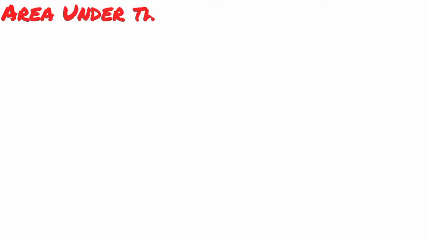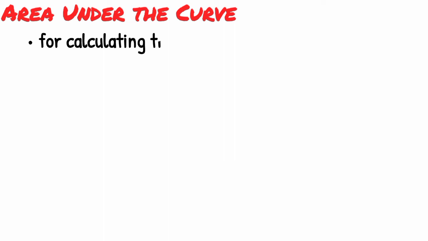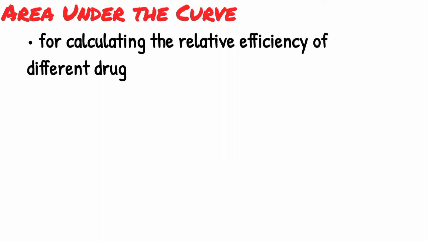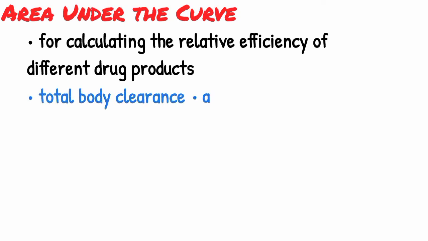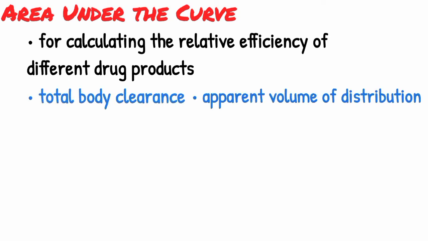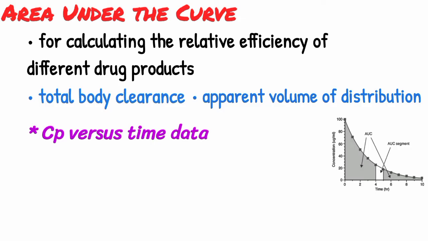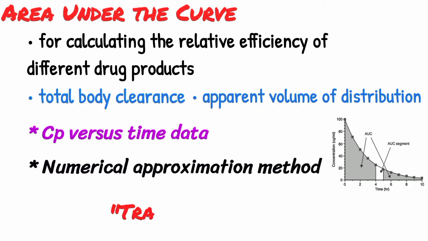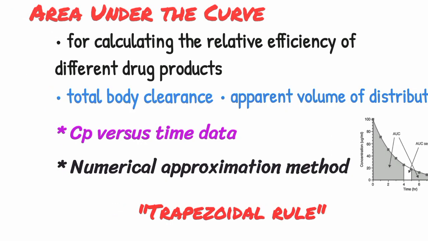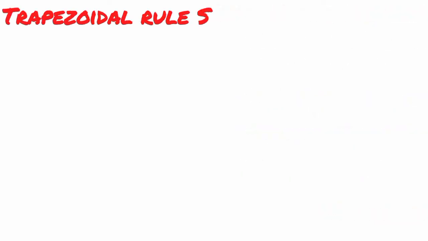The area under the plasma concentration time curve or AUC is very useful for calculating the relative efficiency of different drug products. It can be used to calculate the total body clearance and the apparent volume of distribution. We can calculate AUC directly from the Cp versus time data. We need to use different approaches, but the simplest and most common approach is a numerical approximation method called the trapezoidal rule. There are the following simple steps involved in trapezoidal rule.